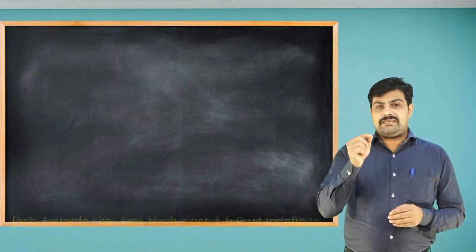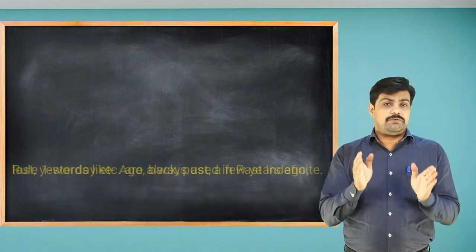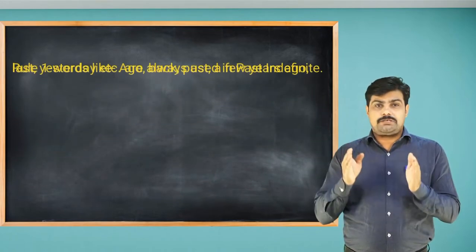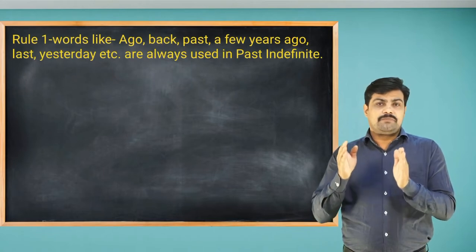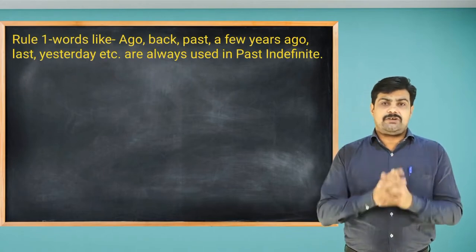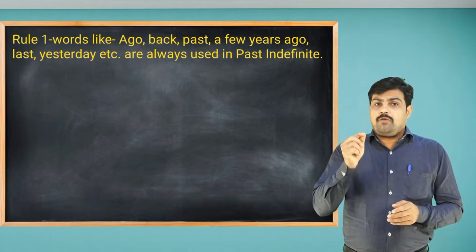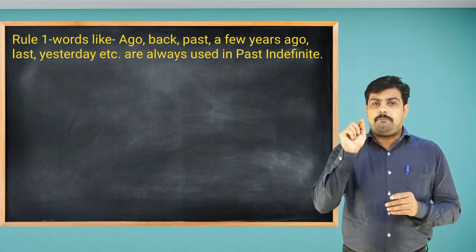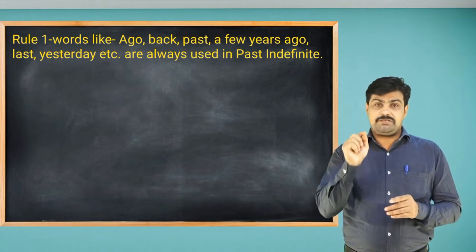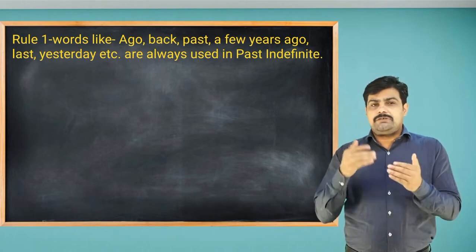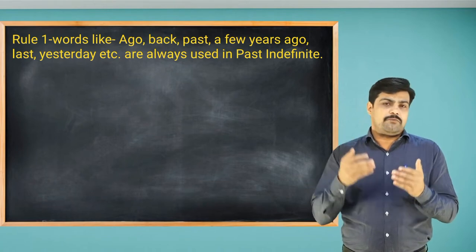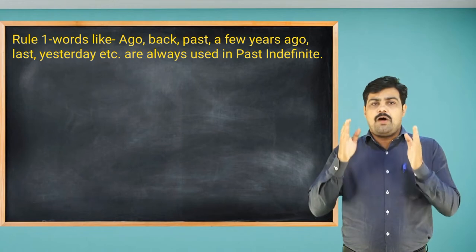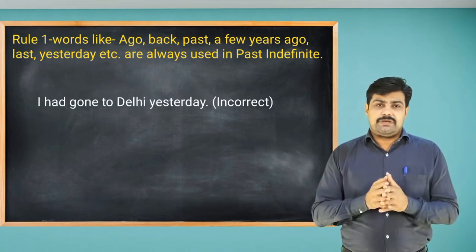In past indefinite tense, it is important to know that the words like ago, back, past, a few years ago, last, yesterday, etc. are always used in past indefinite tense and not in past perfect tense. Remember, this is very important. Sometimes students don't figure out this mistake while error detection. So remember this rule. Now analyze these sentences on the screen.